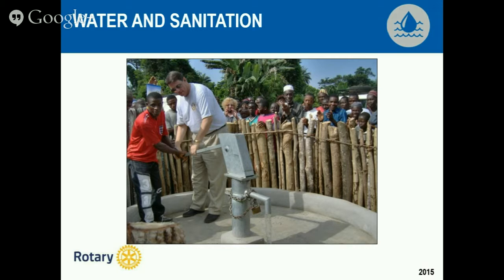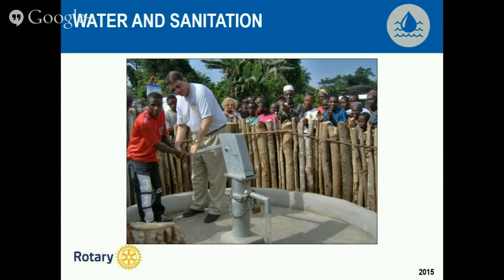So in this example, we see that by working with local stakeholders in order to determine the best locations for these wells, they were placed in areas where they would be maintained by local community committees.